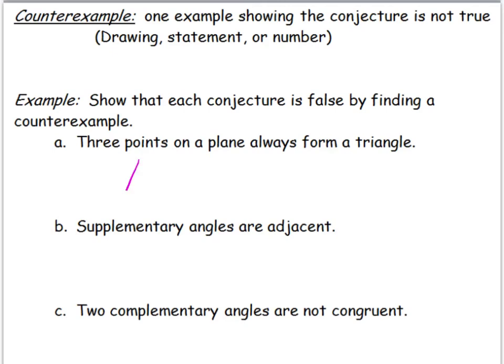So I know that I'm working on a plane, so I'm going to draw out my plane. And what I want to do is come up with how 3 points on this plane don't exactly have to form a triangle. So if I plot 1 point, and then maybe another point, the only way in which this is not going to form a triangle is if the other point sits such that we'd end up forming a line instead of a triangle. So this diagram that we've drawn here is a perfect counterexample to this conjecture, because it gives me that one example that shows that the conjecture is not necessarily true.